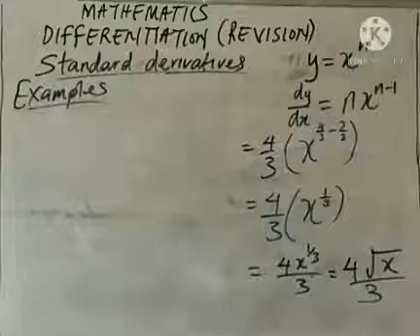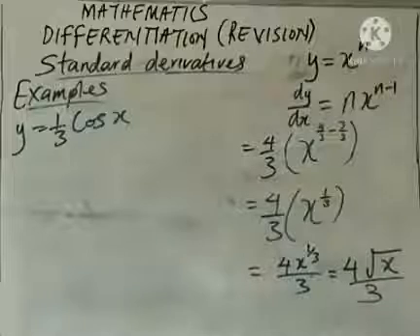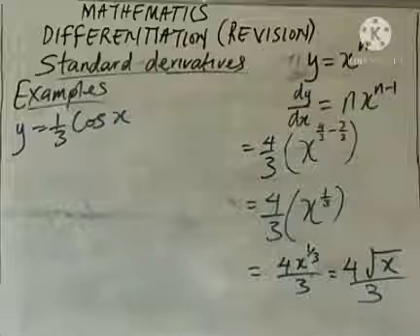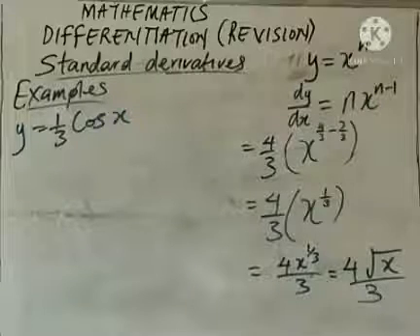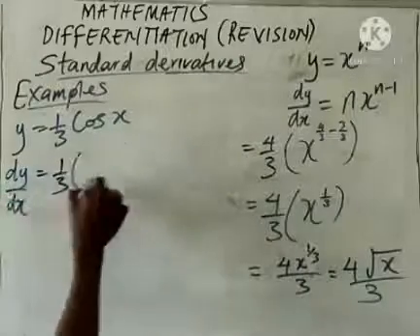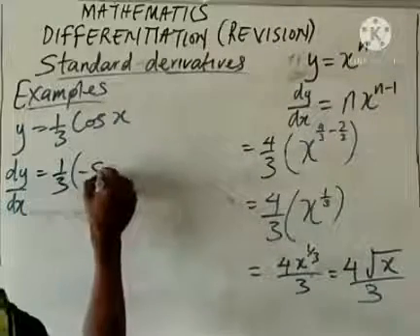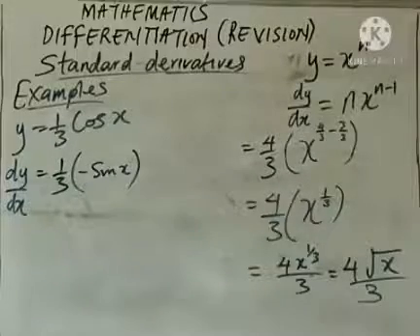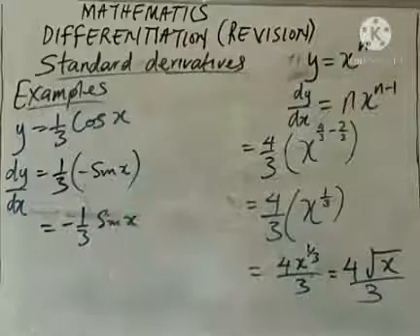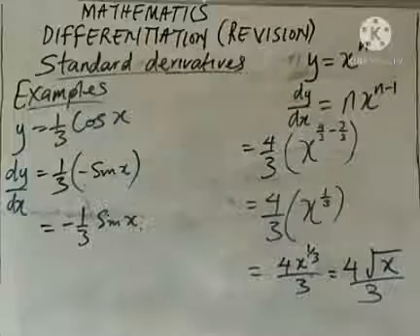If I have something like y equals 1 over 3 cos x, in this case, how do I do it? Recall that here there's no power involved. So we remember that 1 over 3 remains as dy/dx is given. The differentiation of cos will give me minus sine x. Then by the time I open out this bracket, I'll be having minus 1 over 3 sine x, as simple as that. Thank you. This is just where I want to stop as far as basic standard derivatives are concerned.